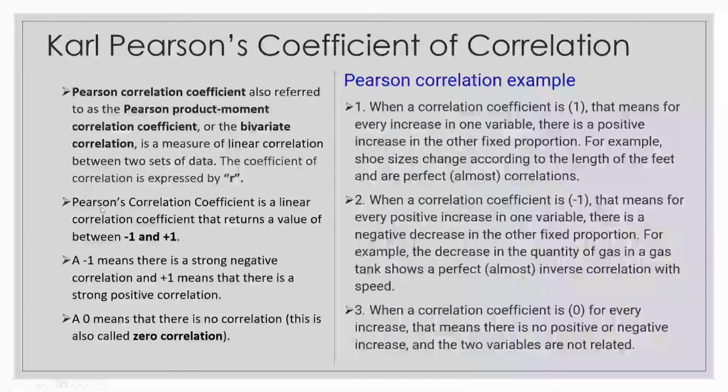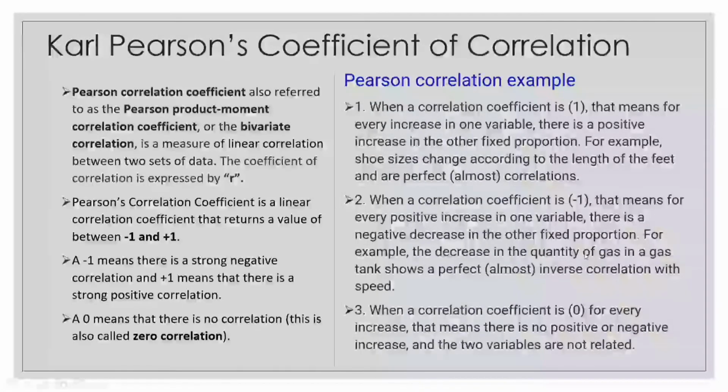Here I'll explain these two things, -1 and +1. These are the examples. When a correlation coefficient is 1, that means for every increase in one variable, there is a positive increase in the other in a fixed proportion. For example, shoe size changes according to the length of the feet, and these are perfect correlations. When a correlation coefficient is -1, that means for every positive increase in one variable, there is a negative decrease in the other in a fixed proportion.